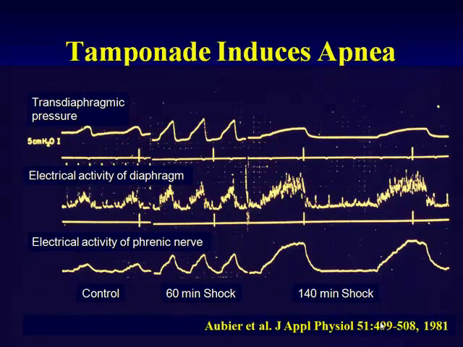You can see that the transdiaphragmatic pressure initially gets really high because in any shock state you have hyperthermia, you breathe more. But by 140 minutes in this example, the amount of energy produced by the diaphragm is markedly decreased. Why? Was there not as much neuroactivity? Not at all true. Because if you look at the electrical activity of the diaphragm, it's even more. And if you look at the phrenic nerve telling it to breathe, it's even higher. What's happening is the muscle, because it is not getting blood flow, is failing.